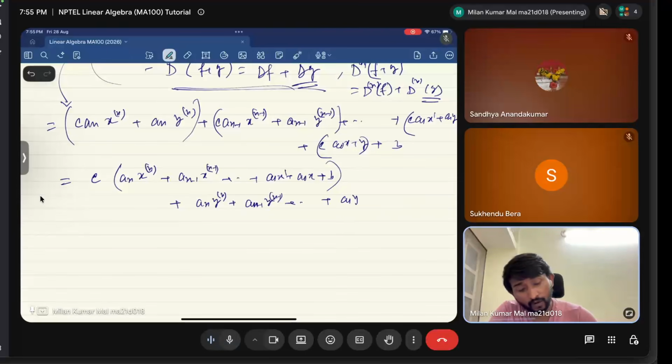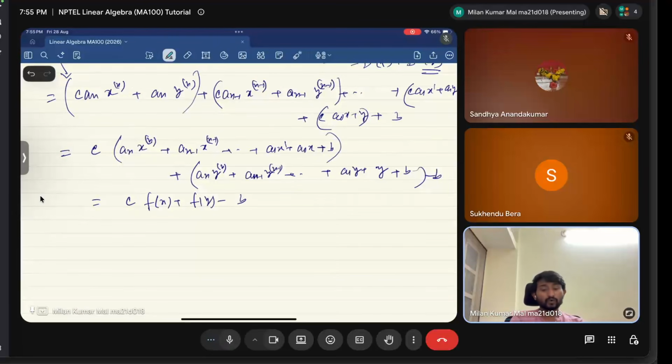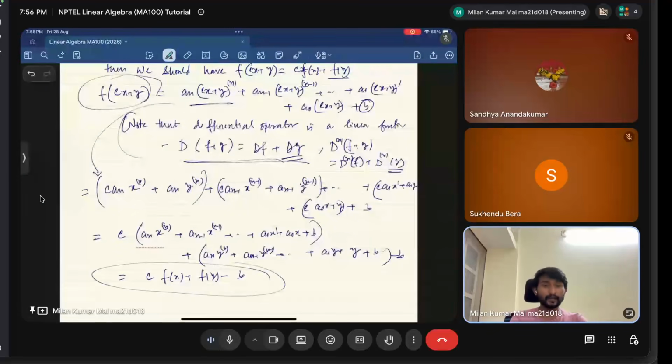I can write a1y plus y plus b minus b. So what I'll have is f of x plus f of y minus b. If I look carefully from here to here, what are we getting? We are getting an extra minus b. Okay, we are getting an extra minus b.